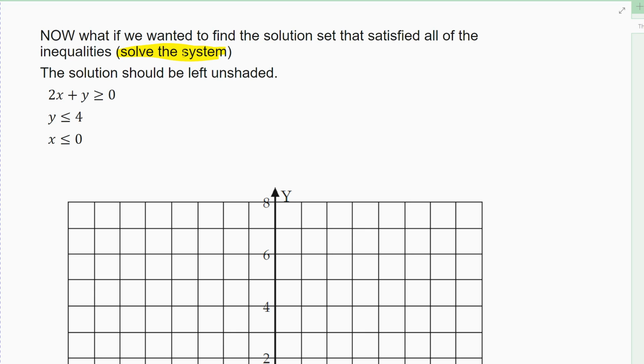Meaning any x and y values that are on the line or greater than the line 2x plus y, where my y values are less than 4 and my x values are less than 0. How we do that is, first of all, we graph all three lines, the same ones we did before. And then again, shade in the side that's false.